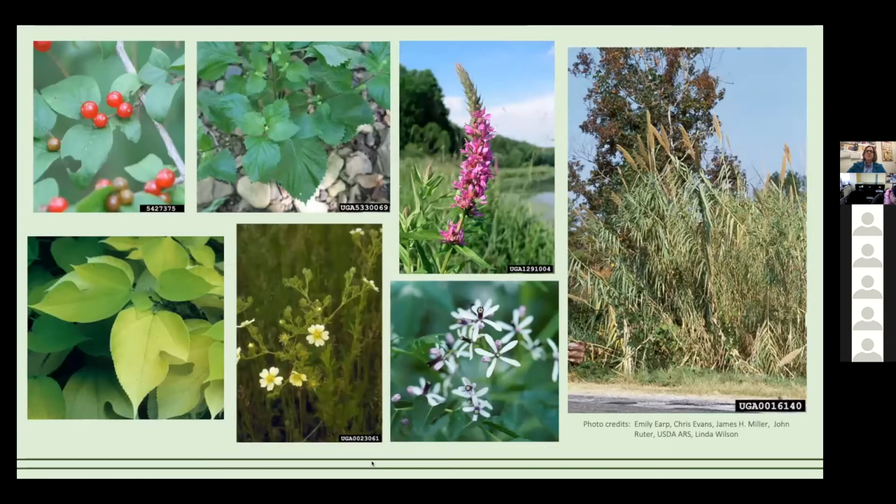This slide shows some of the species on that original watch list. From the upper left, moving clockwise, we have amur honeysuckle, beefsteak plant, purple loosestrife, giant reed, Chinaberry, sulfur cinquefoil, and paper mulberry. Most of you have probably seen these things, even if you don't know them by name.